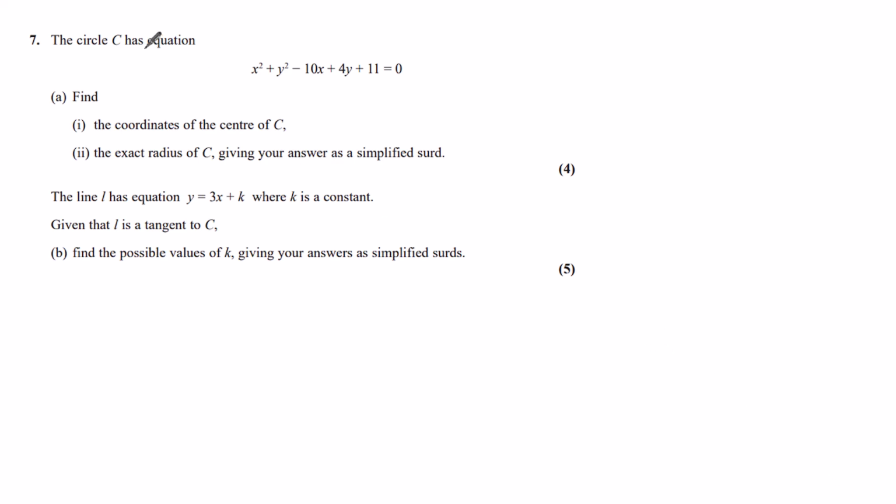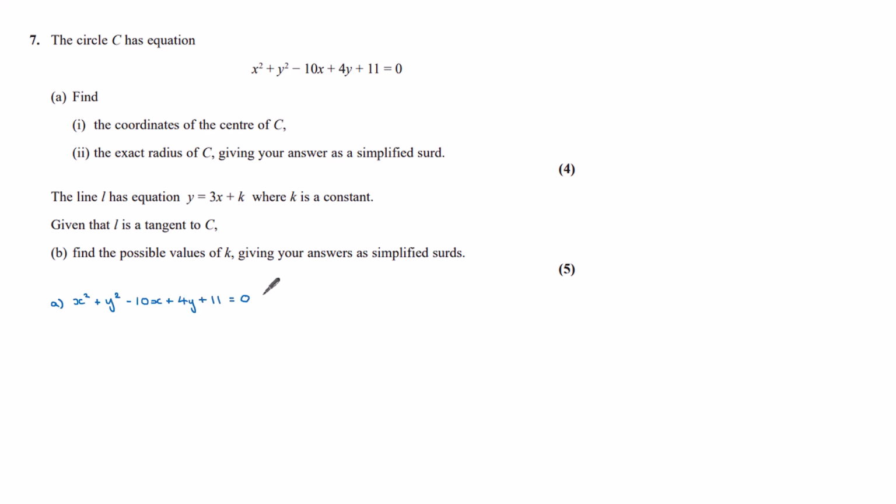Question 7. The circle C has equation x squared plus y squared minus 10x plus 4y plus 11 is equal to 0. Find the coordinates of the centre and the exact radius of C, giving your answer as a simplified surd. Okay, so we're starting with our circle equation, x squared plus y squared minus 10x plus 4y plus 11.